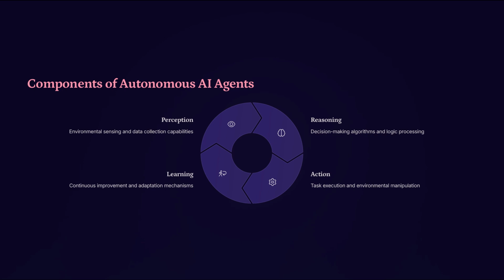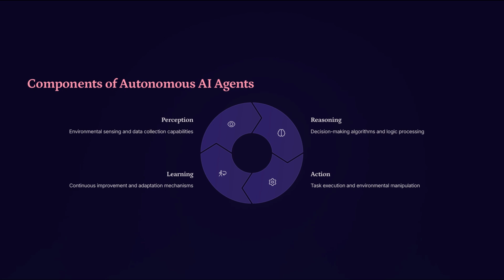As we delve deeper into the fascinating world of autonomous AI agents, it's essential to explore their core components. At the heart of these agents lies perception, which encompasses environmental sensing and data collection capabilities. This allows them to gather crucial information about their surroundings, enabling them to understand and interact with the world effectively. Next, we have reasoning, which involves decision-making algorithms and logic processing. This is where the agents analyze the data they've collected to determine the best course of action.